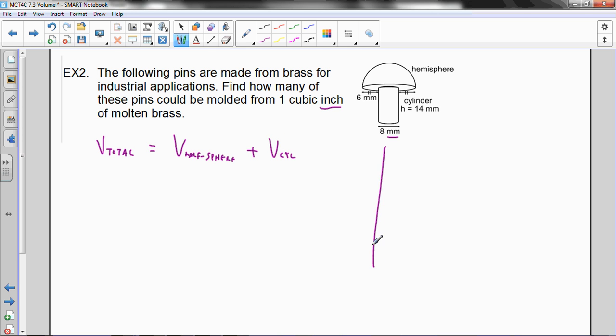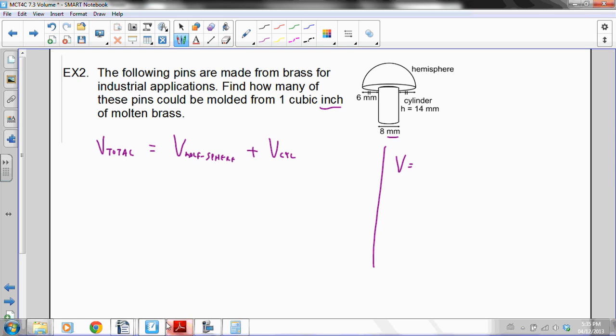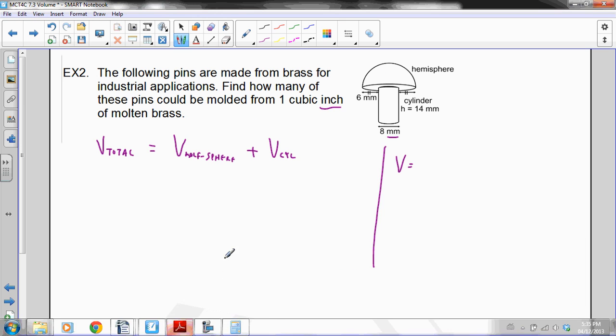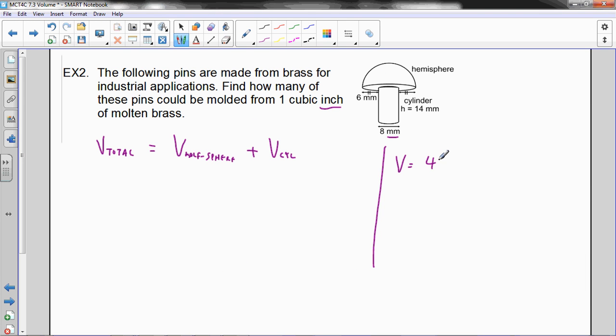So I'm going to do my work over here. Volume of a half sphere, not what's the volume of a sphere. That's one that we might want to look up. And this is the formula over here that I like, because I can divide by 3 at the end rather than the start. For some reason I like this one. That's the one I'm going to use. So I got 4 pi r cubed divided by 3.